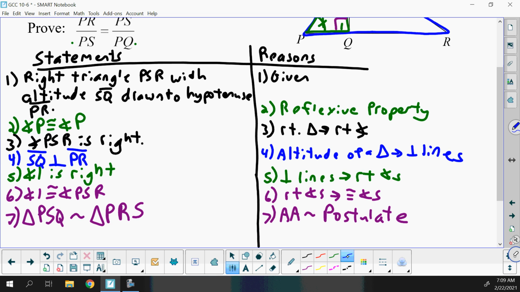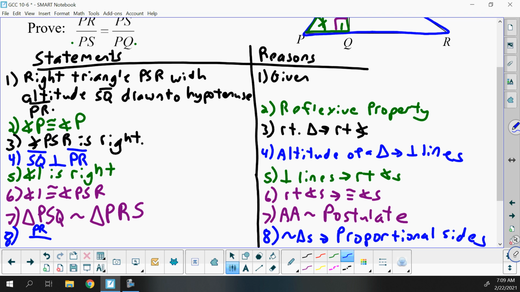Well, to finish off, once we know triangles are similar, we can do similar triangles implies proportional sides. And our statement will just be what they wanted us to prove. PR over PS is equal to PS over PQ.